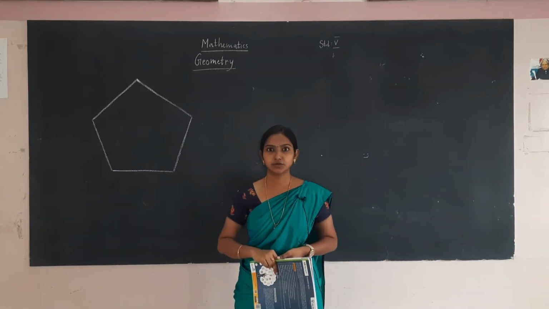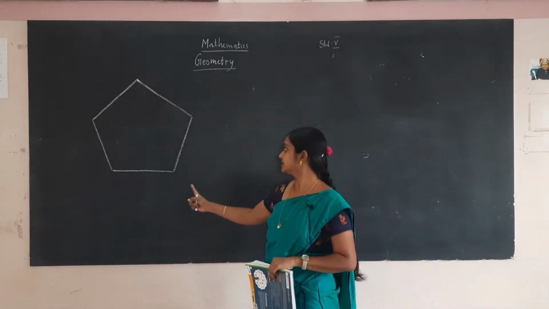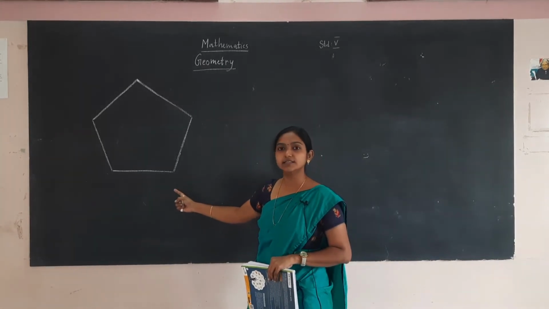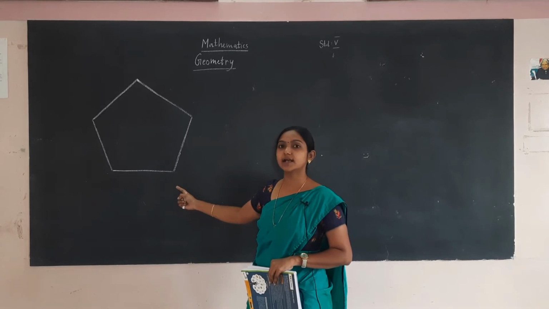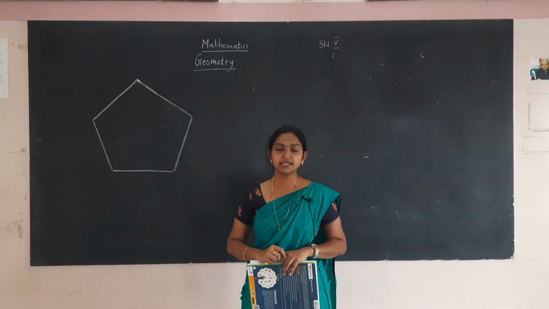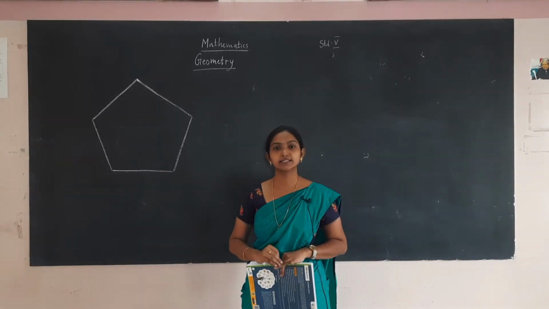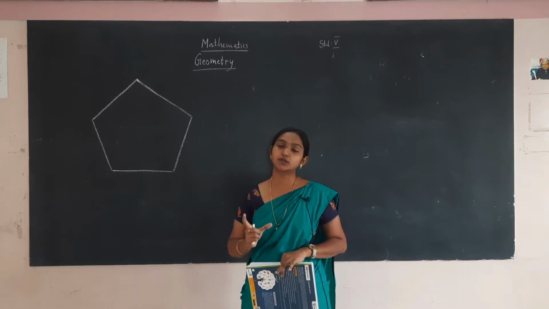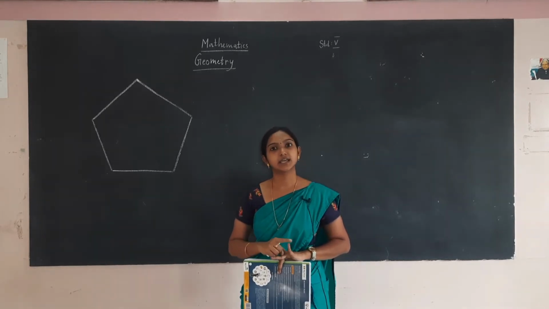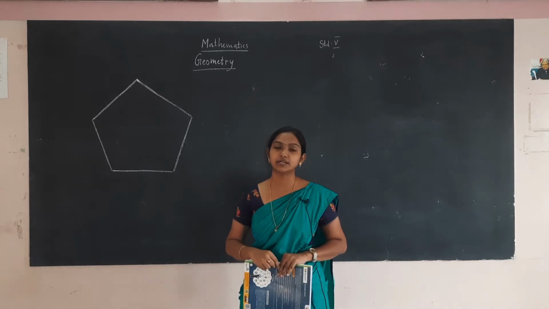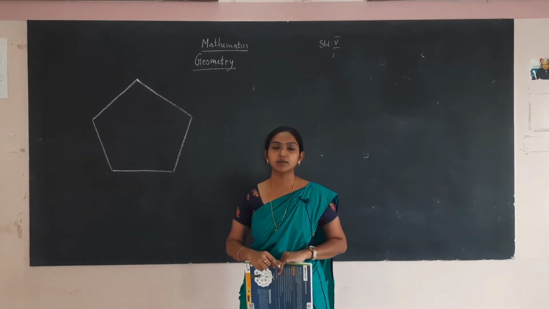Students, you take your note and draw a polygon like this. This is a polygon. The special name for this polygon is pentagon. A polygon means three or more lines joined together to form a closed circuit. That is, a triangle is a polygon, square, rectangle, hexagon, all these are polygons.